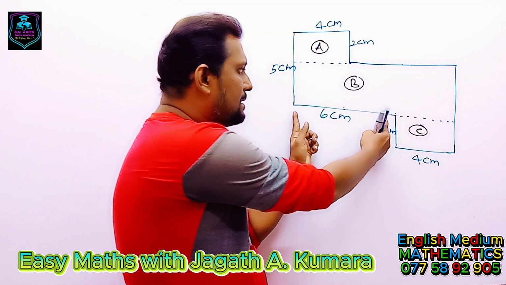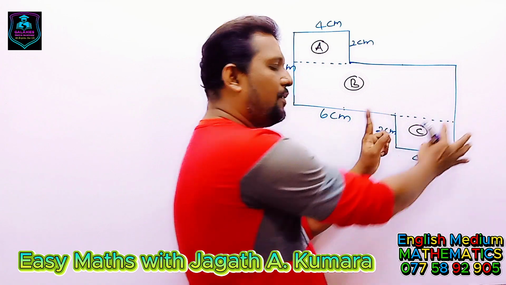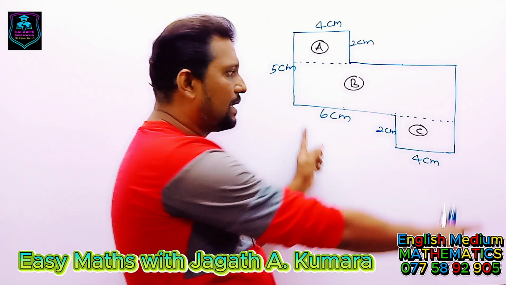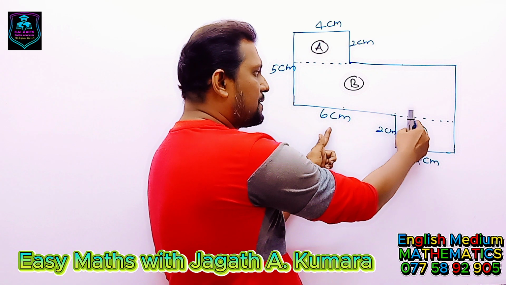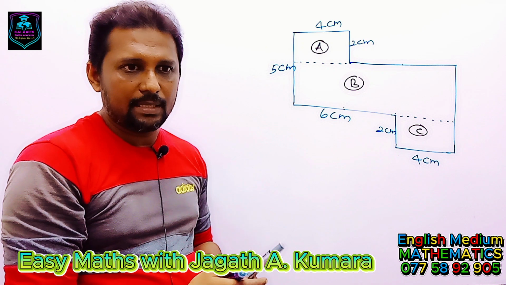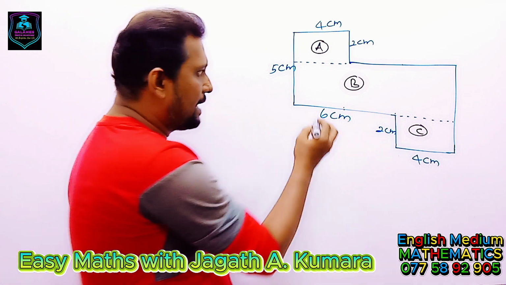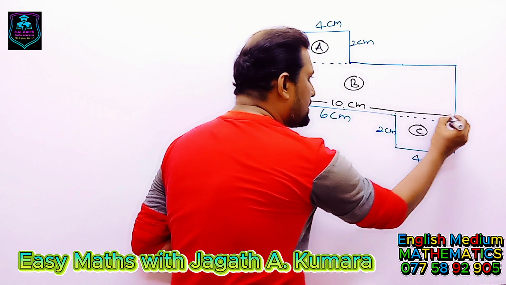This length is 6 centimeters, no? This part is 4 centimeters. So what is the total length of this one? 6 plus 4, because this one is 4. So it is 10 centimeters. That means this part length is 10 centimeters.